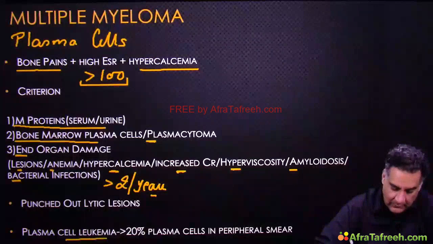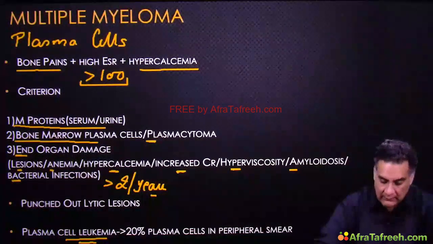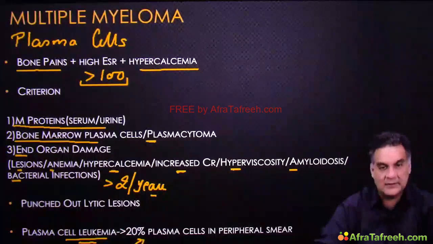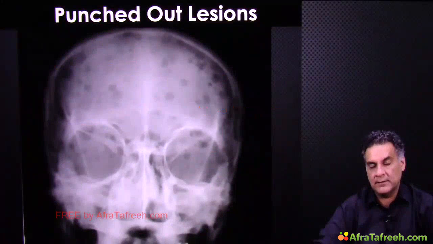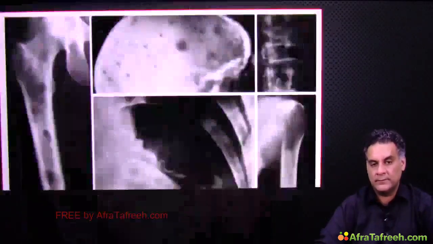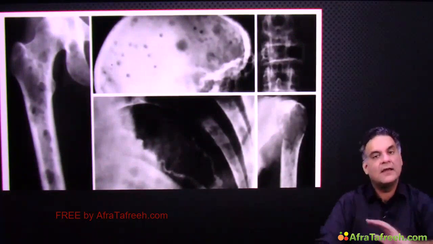Plasma cell leukemia is a more aggressive variety or the end point of multiple myeloma when they have more than 20% plasma cells in the smear. These are the punched out lytic lesion on the skull. Only skull? No. Can it involve the femur? Yes. Humerus? Yes. Ribs? Yes. Vertebra? Yes. Any bone, in fact.